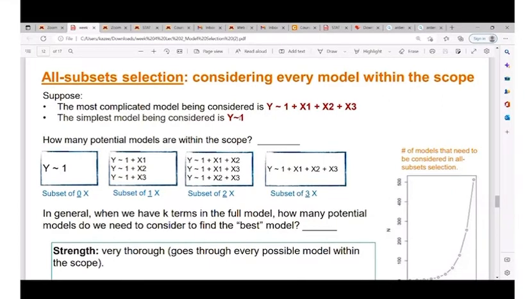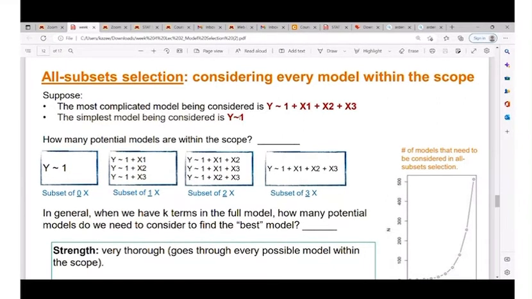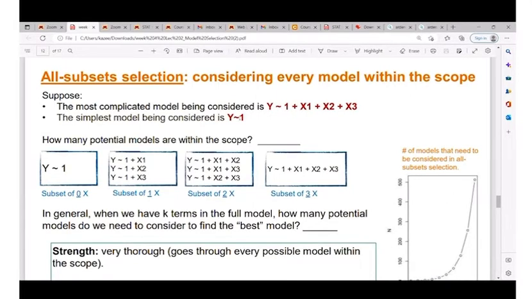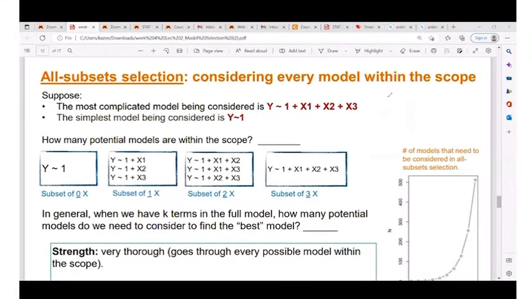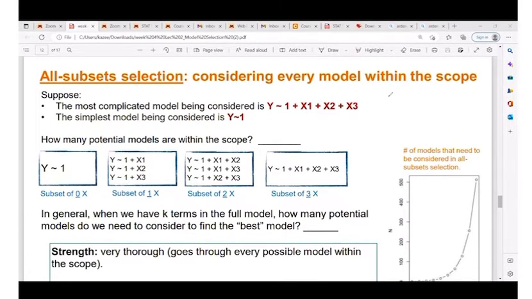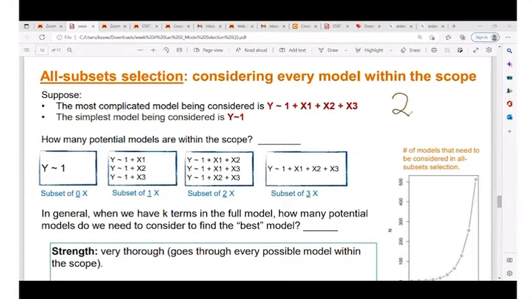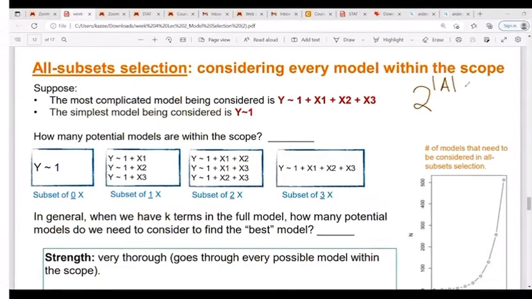For instance, if I have 3 independent variables and I want to consider all the different kinds of models within that framework, I don't know whether you remember in mathematics something we call the power of a set. If I really want to know the possible number of subsets in a set A, the number of subsets is going to be 2 raised to the power of the cardinality of the set.